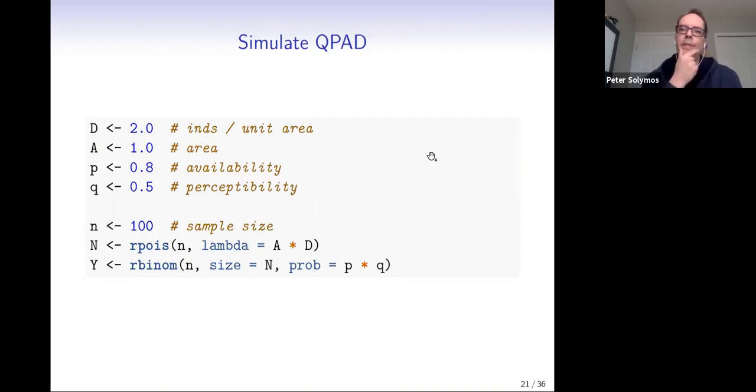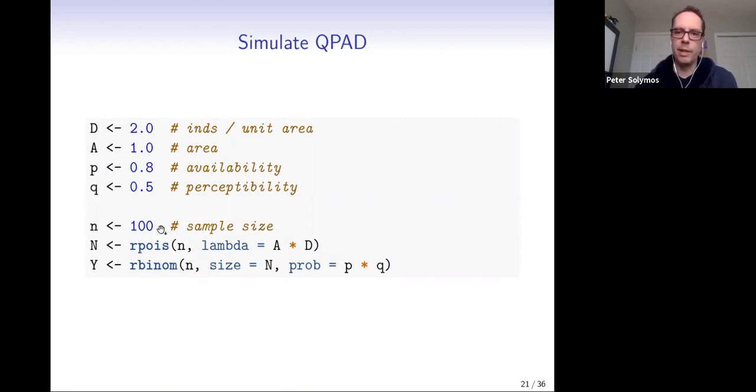So now if we want to think about how we can generate the data under these ideas or models or probabilities, then this is what we would do. In R, we would define density, 2 individuals per hectare, an area that we are sampling, 1 hectare, and we have p and q set to 0.8 and 0.5. These are the probabilities that when individuals are present, how often they are going to be available, and then once they are available, how often they are going to be detected.